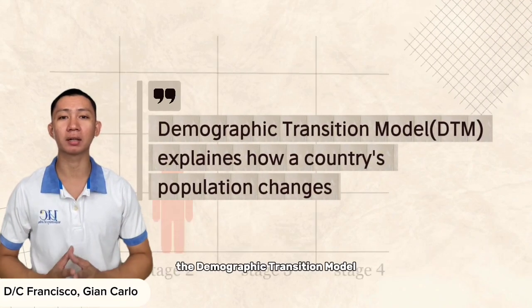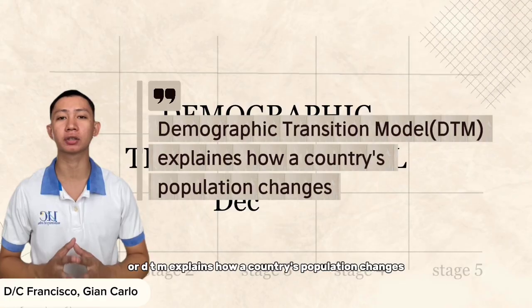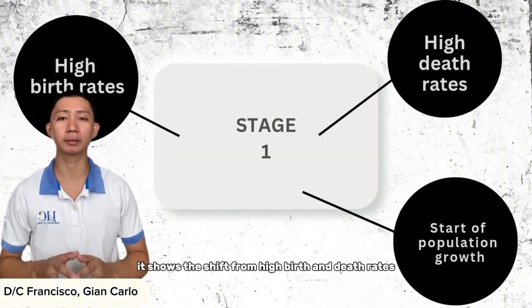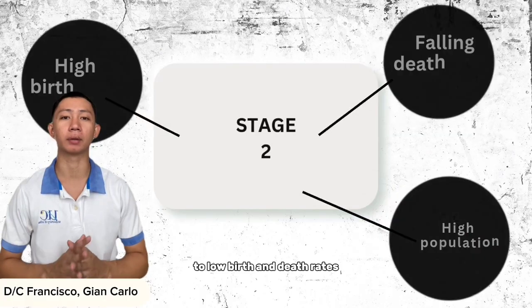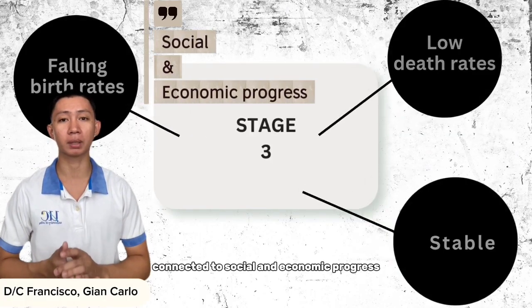The Demographic Transition Model, or DTM, explains how a country's population changes as it develops. It shows the shift from high birth and death rates to low birth and death rates, usually happening in stages connected to social and economic progress.